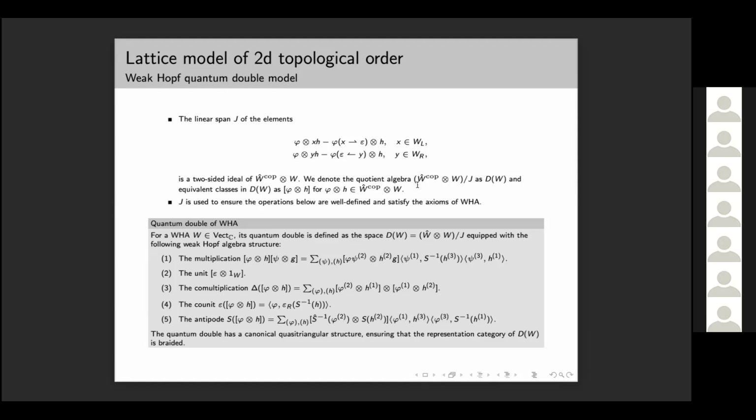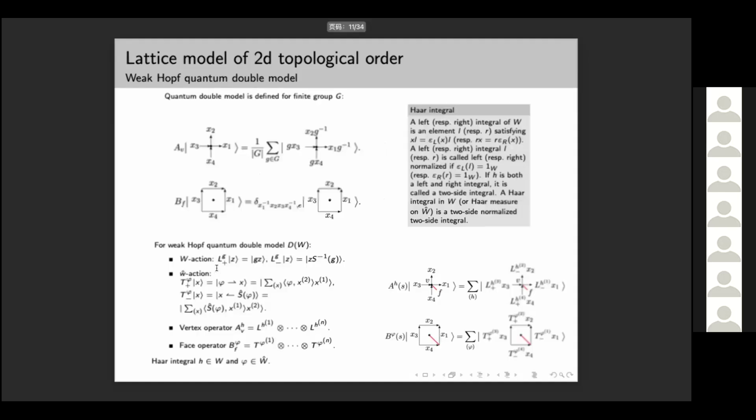So we need to take the dual. This W hat is the dual of W, and we further postulate that this G will have the well-defined structure of the quantum double. This is a little bit complicated, so I will skip this part.